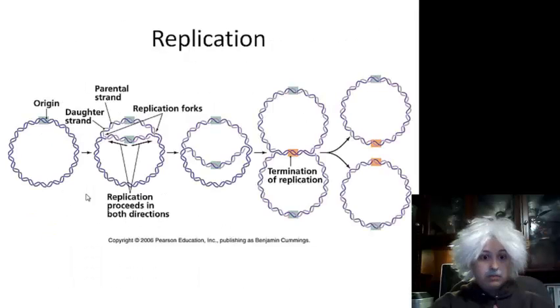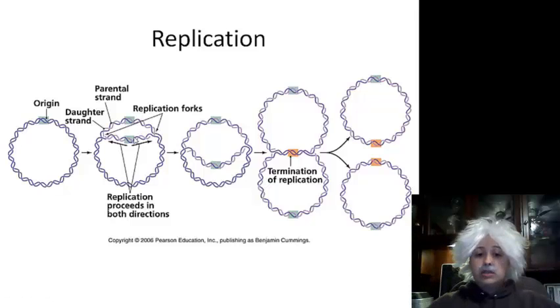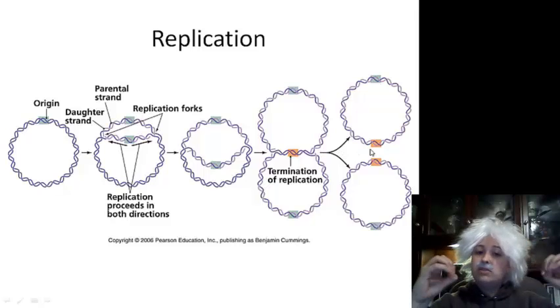Overall picture. We have our origin, which is where we are going to start. Then we have two replication forks. It's going to go in either direction. This saves time. As we go in either direction, we keep continuing, we keep pulling it apart. Then we have them linked at the bottom. This is a problem, like I said. Then we have to figure out a way to split them into two new individual circular chromosomes.